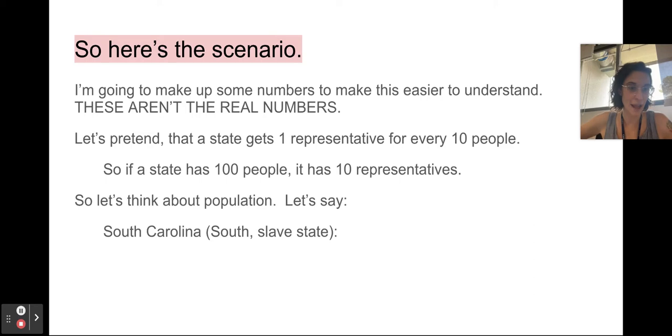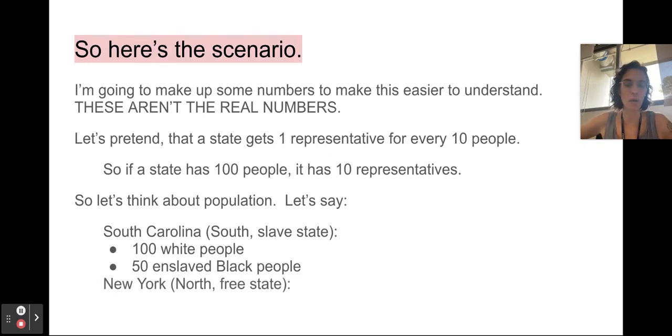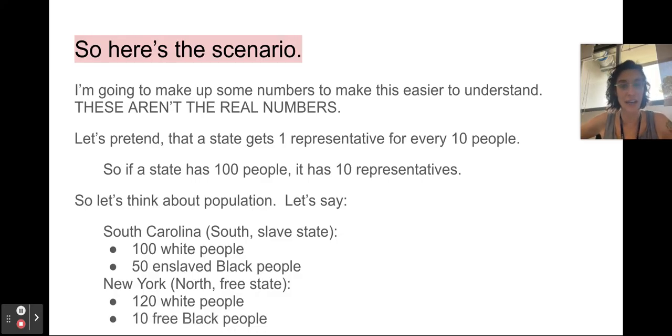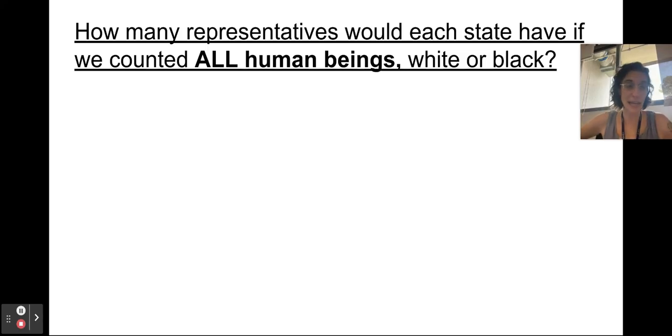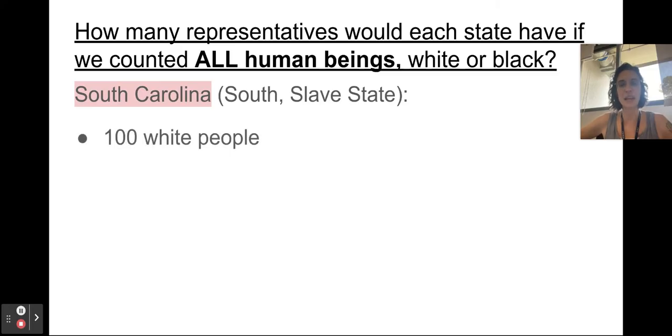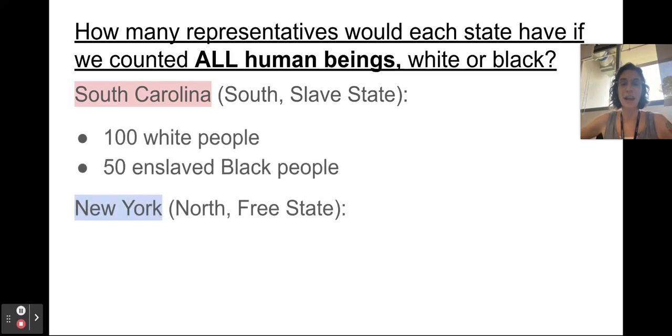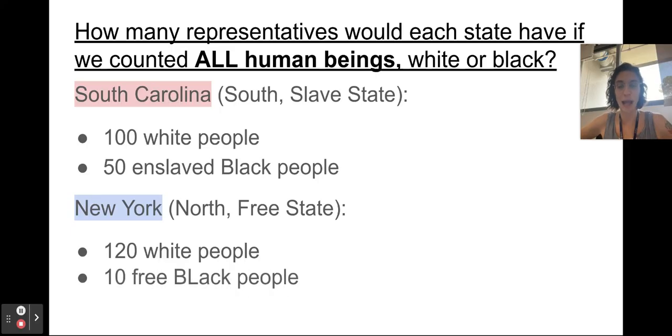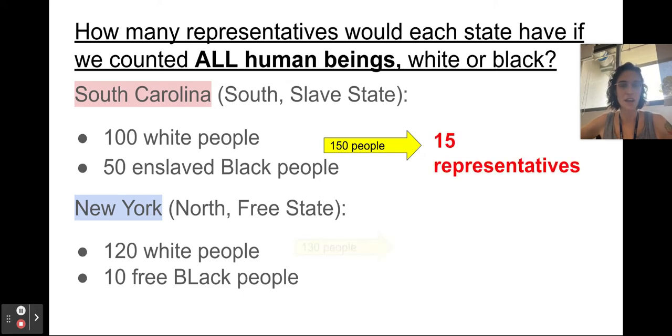Let's say South Carolina, a southern slave state, has 100 white people and 50 enslaved Black people for a total of 150. And New York, a northern free state, has 120 white people and 10 free Black people, a total of 130. So let's think about representatives. We're counting all the people. South Carolina, with its 100 white people and 50 enslaved Black people, and New York with its 120 white people and 10 free Black people. South Carolina gets 150 people, 15 representatives. New York is 130 people, 13 representatives.